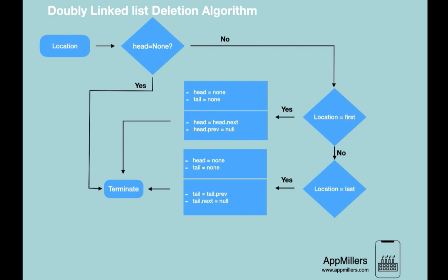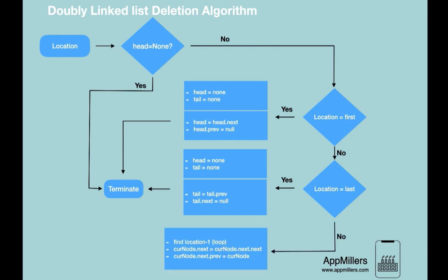Now the last case is we want to delete a node from any given location in the double linked list. So here we need to traverse through double linked list until we reach the location that is before the node that we want to delete. So when we reach this location, we need to create a link between current node and the node after the next node. And we need to create a reverse link between the node which is located after the next node with the current node. To do so, we need to set current node's next reference to the current node's next reference, which is the node located after the next node.